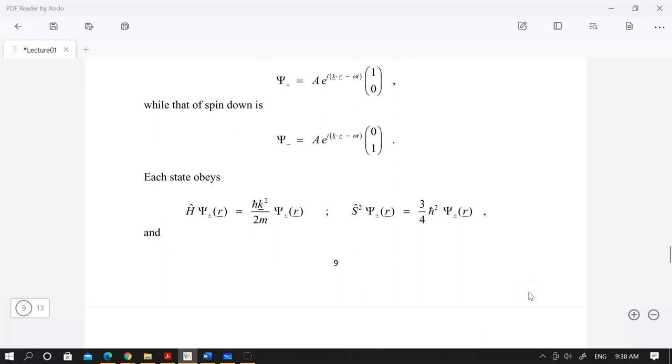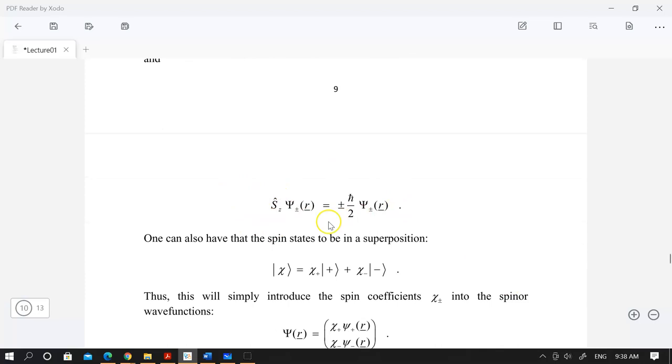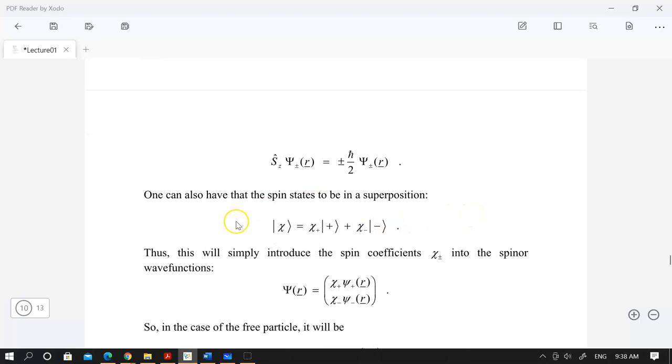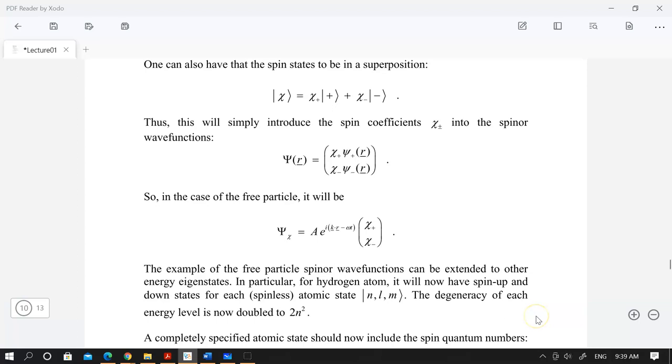Okay. Same thing, here is the Z component. So generally you have a much more general state for your spin superposition rather than just up and down. Then it will just multiply the coefficients over here. Okay, psi plus with psi plus, sorry, chi plus with psi plus, chi minus with psi minus. So that will give you a general superposition of spin states. Okay. And I think it's just the same way. So generally you have that.